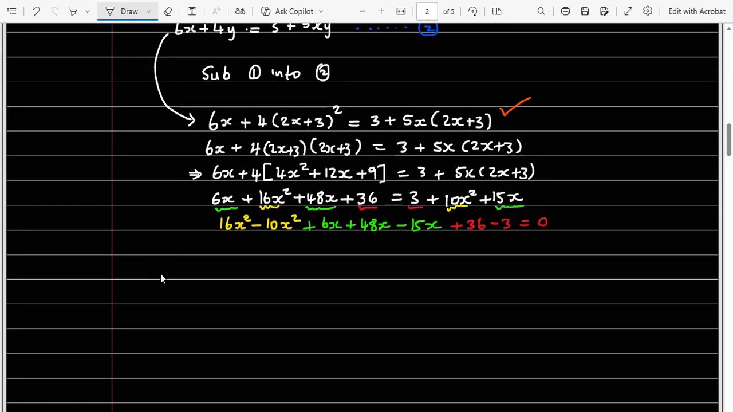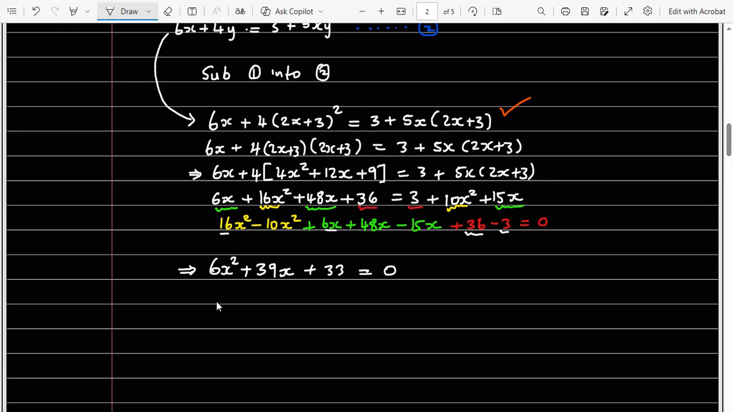Okay, so this will be equals to 16x squared and 10x squared, that's 6x squared. Then 6x plus 48, that's 50, wait, that will be 54. Then we minus 15, 39. So this is going to be plus 39x. Okay, then I'm going to say 33 and minus 3, that's positive 33. Right, and this is equal to what? This is equal to 0.